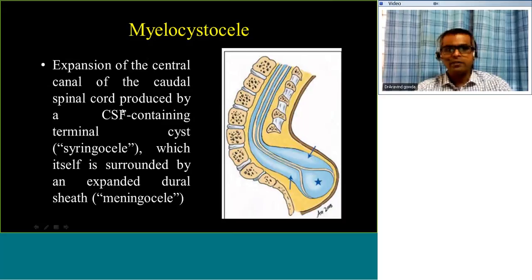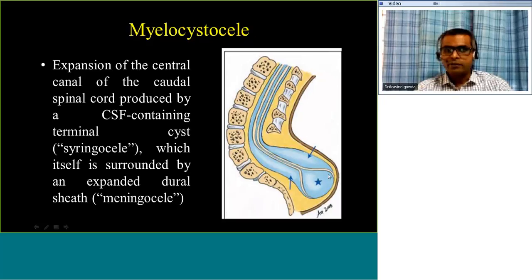What it actually means is an expansion of the central canal. If it is seen at the lower level, that is at the sacral level, it is called a terminal myelocystocele, or sometimes it can be seen at the cervical level, where it is called a segmental myelocystocele.